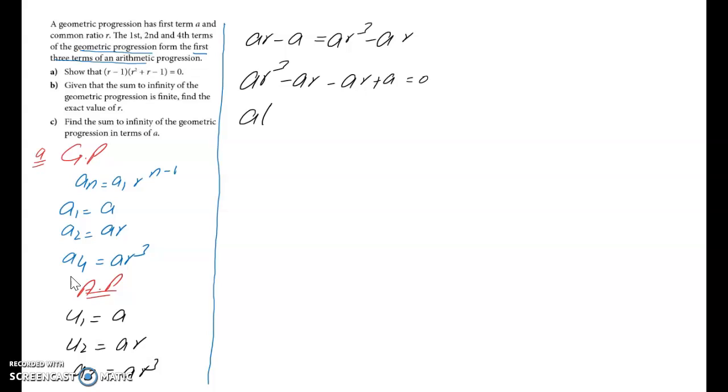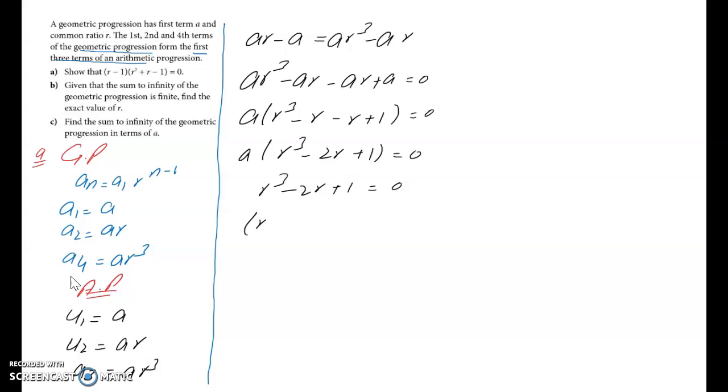From here you can see a is common throughout. So you will get r³ - 2r + 1 = 0, and this can be written as (r - 1)(r² + r - 1) = 0. So we are able to prove (r - 1)(r² + r - 1) = 0.